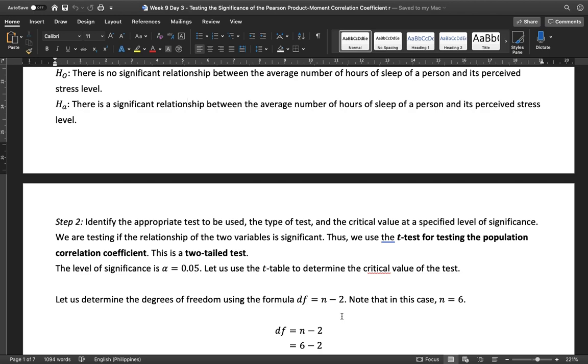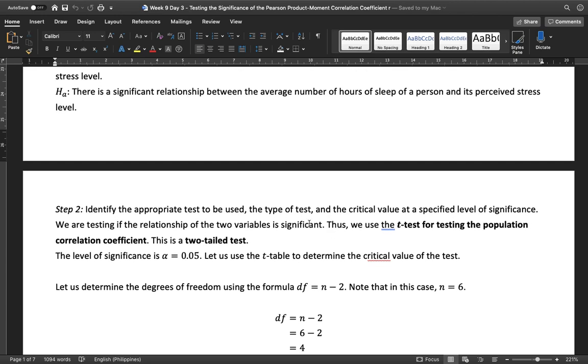Step 2, we identify the appropriate test to be used, the type of test, and the critical value at a specified level of significance. So, i-check natin kung significant yung relationship. To determine kung significant yung relationship, we use the t-test for testing the population correlation coefficient. Ang t-test na to is a two-tailed test. So, level of significance, 0.05. Ayan. Basically, lagi tayong two-tailed pala kapag dito sa t-test na gantong version.